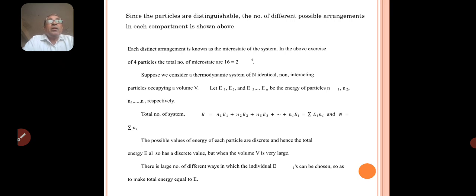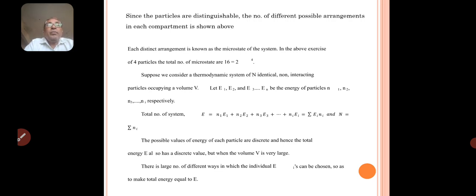Suppose we consider a thermodynamic system of N identical non-interacting particles occupying a volume V. Let E1, E2, E3, ..., Ei be the energies of the particles, and N1, N2, N3, ..., Ni respectively the numbers of particles with those energies. The total energy E equals N1 E1 plus N2 E2 plus N3 E3 plus so on plus Ni Ei, that is equal to the summation of Ni Ei.